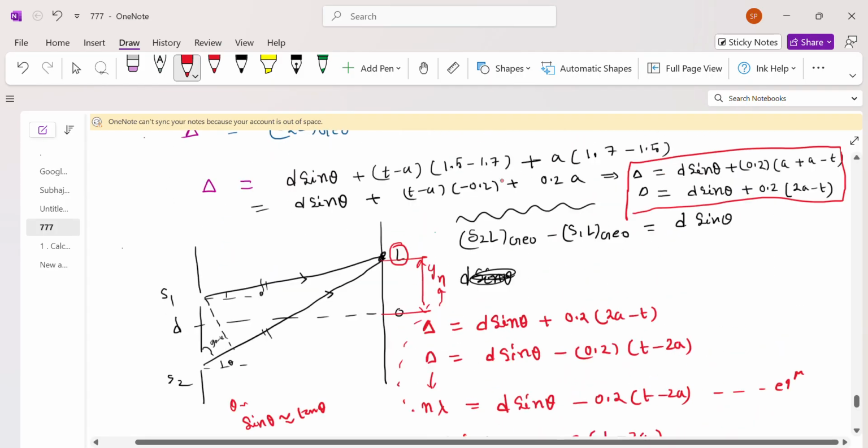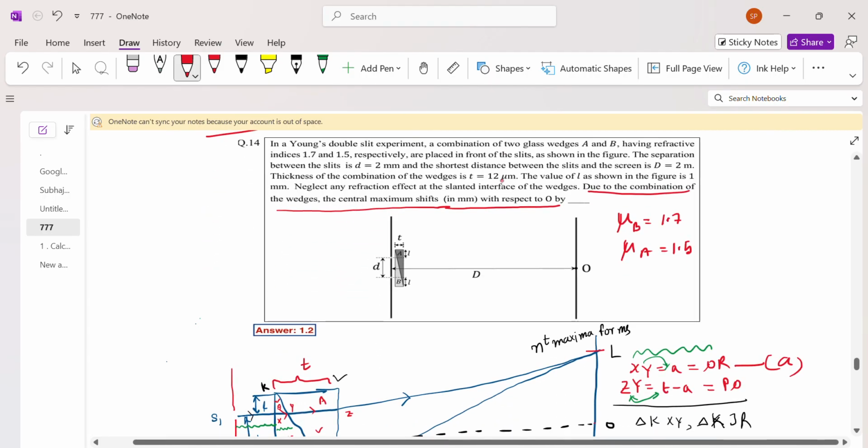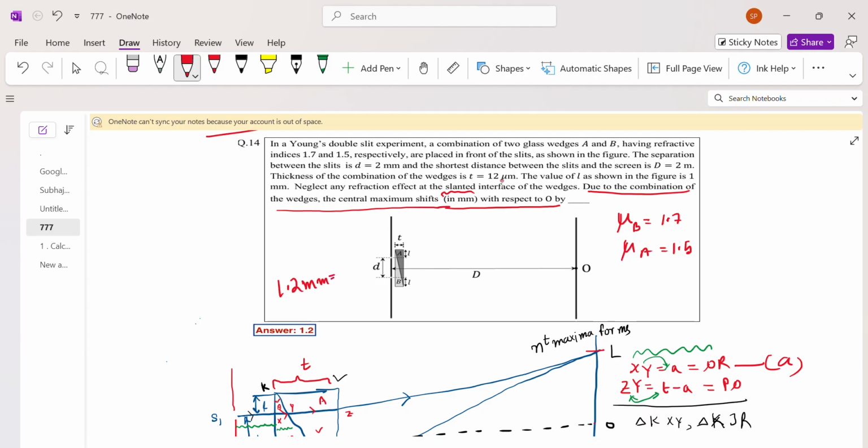So the answer for this question will be this thing. In millimeter they have asked, and you get 1.2 mm is equal to y0, the shift of the central maxima, sorry, not minima, central maxima, is this y0. So that's the answer to this question.